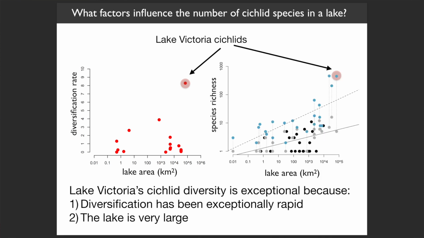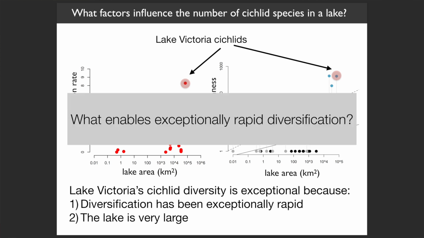And if we look at the plot of species richness and lake area and look at where Lake Victoria is on that plot, we can see that Lake Victoria's cichlid diversity is exceptional because it both has an exceptionally rapid diversification rate and because the lake is very large. And so that points us to Lake Victoria as an outlier and begs the question, what enables this exceptionally rapid diversification in the case of Lake Victoria?